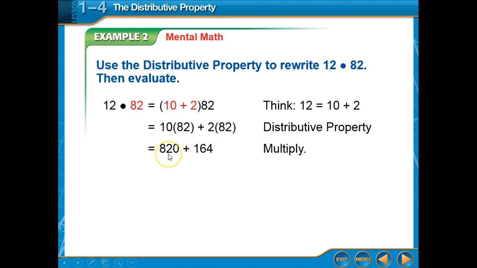10 times 82 is 820. 2 times 82 is 164. And you can add those together quite quickly. 8 and 1 is 9. 2 and 6 is 8. 0 and 4 for a total of 984. And of course, your answer is 984.